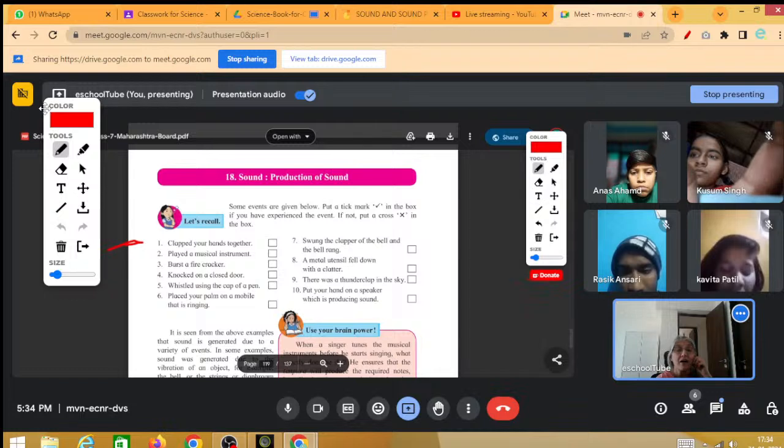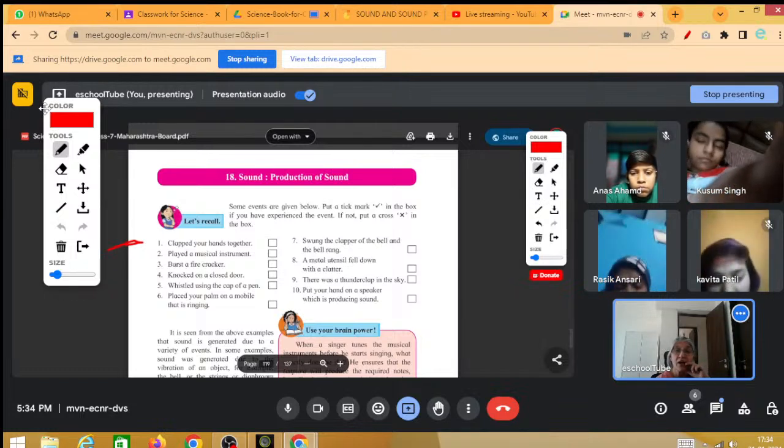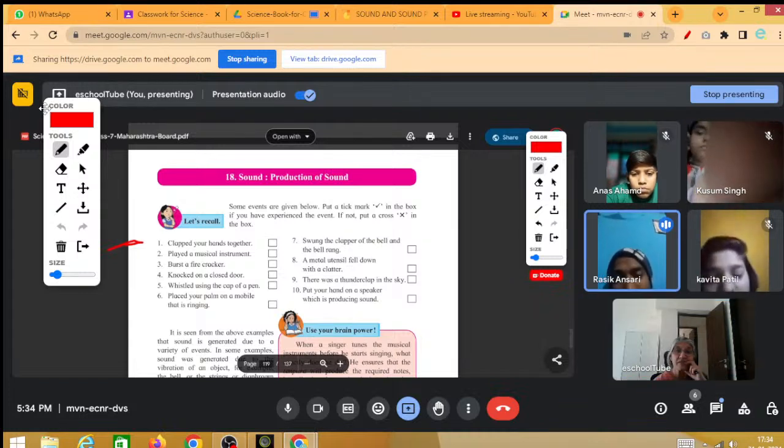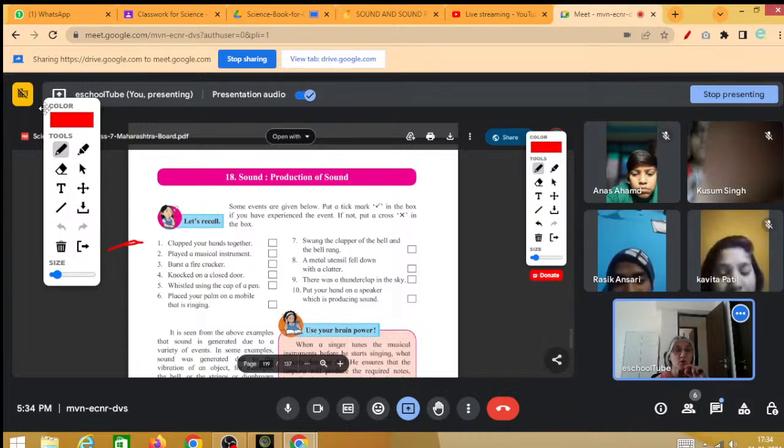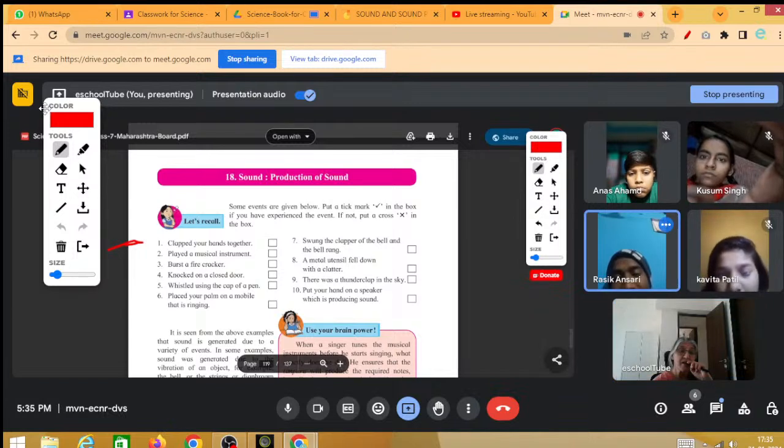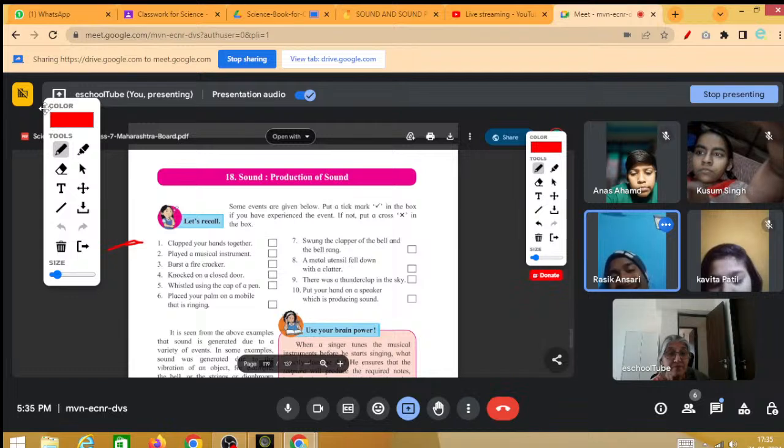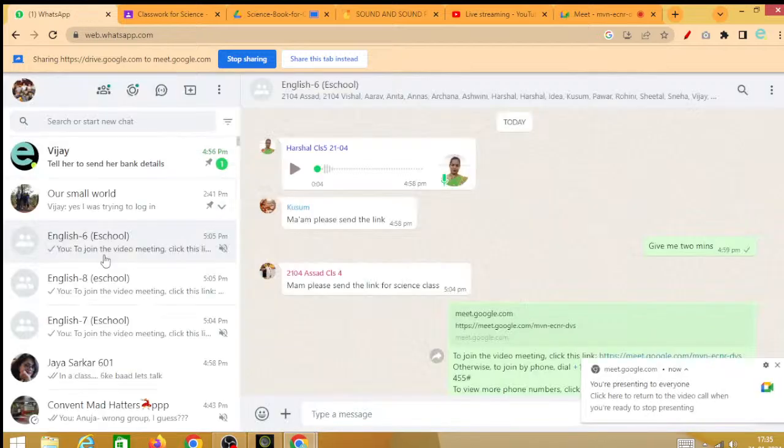Next, Rasik, number 4. Knocked on a closed door. What happens? You must have knocked. These are very regular activities. So what happens?